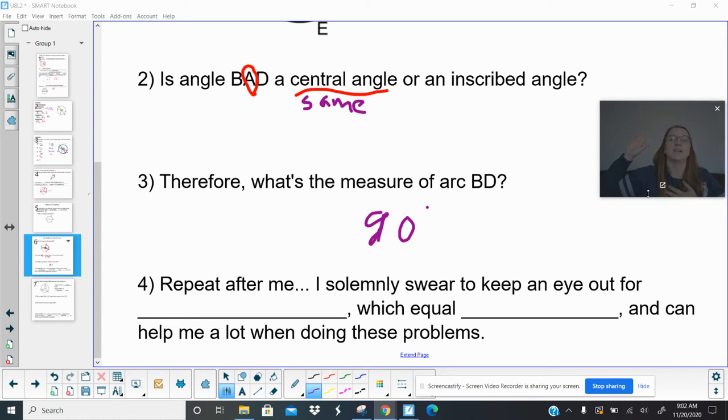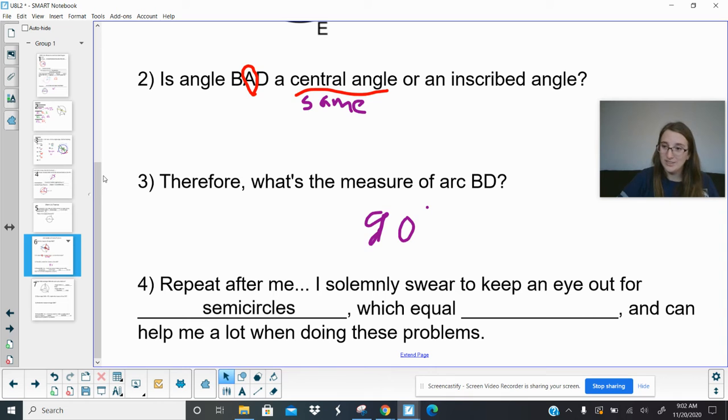I solemnly swear to keep an eye out for semicircles, because again, we might not be given much information, but if we see that we have a diameter cutting that circle in half into 180 degrees, that does give us some information. And that can help you a lot when solving these problems.